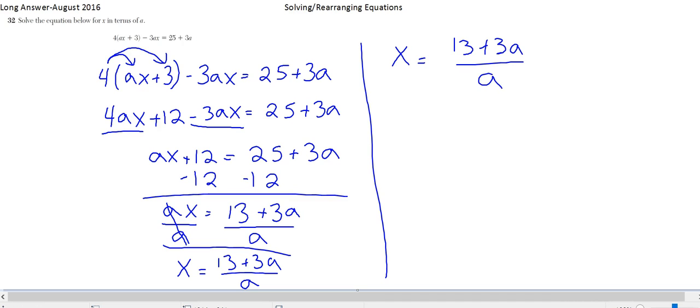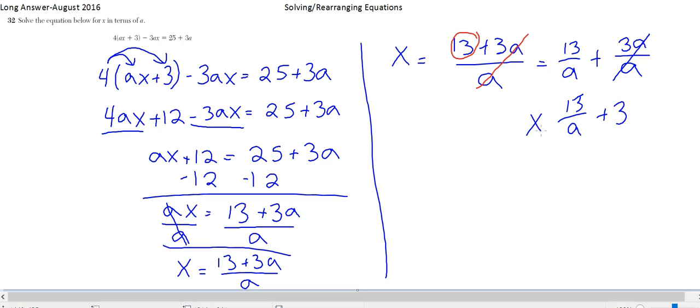What you don't want to do is cancel out these a's because you see an a in the numerator and an a in the denominator. That is wrong because you're ignoring the fact that the 13 over here is also over the a. What this question is really saying is x is equal to 13 over a plus 3a over a. If you rewrite it like that, then you could cancel out these a's as long as you keep the 13 over a as it is. So 13 over a plus 3 would be the answer to your question.